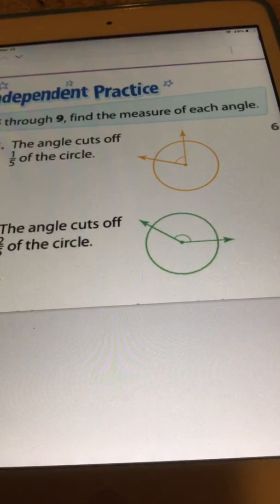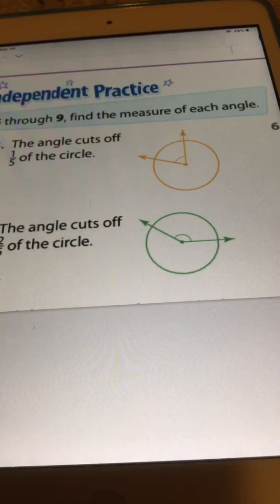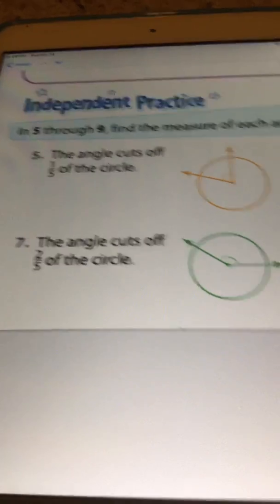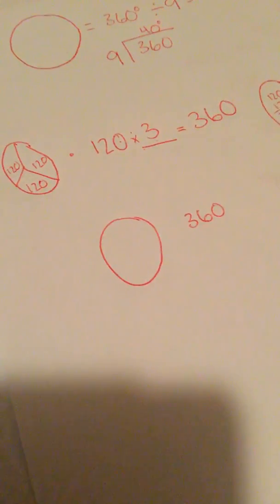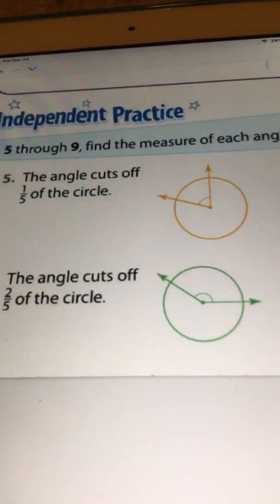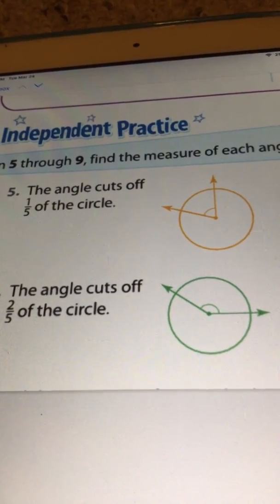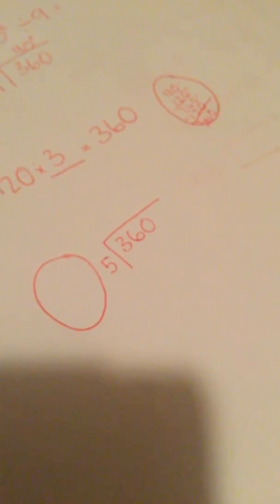Number 5, it says in 5 through 9, find the measure of each angle. Well, the angle cuts off 1/5 of the circle. So 1/5 of the circle. How many degrees are in a circle? 360. And it says it cuts off 1/5 of it. So if there's 1/5, go back to thinking about fractions. If it's 1/5, how many pieces is it cut into? 5. So this circle is going to be divided into 5 pieces. Now it goes back to being a long division problem.